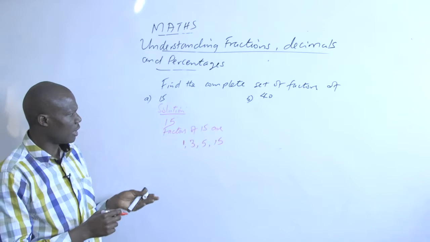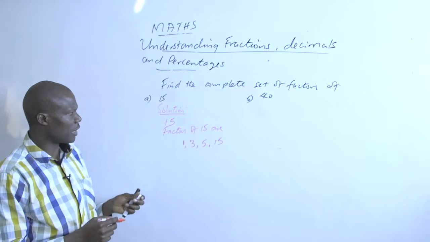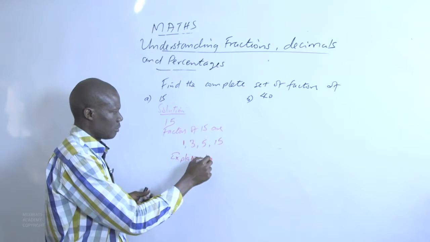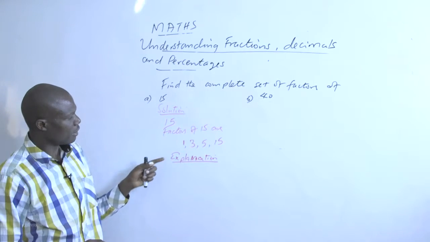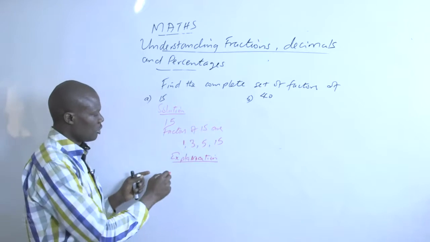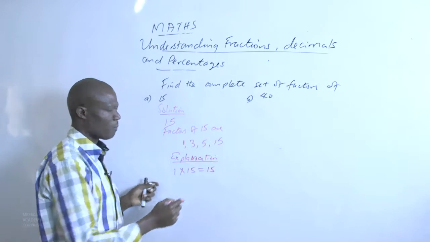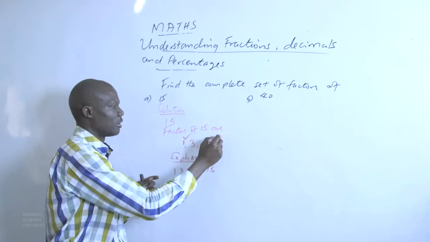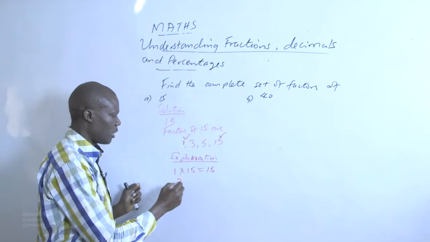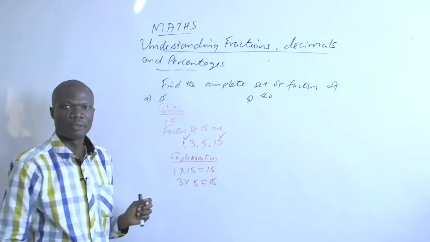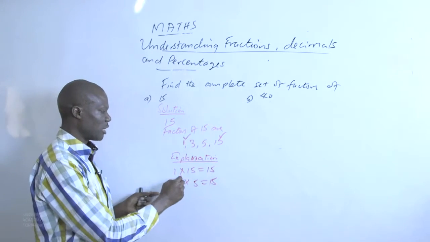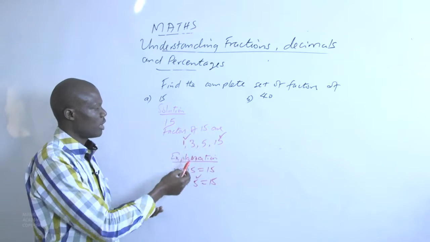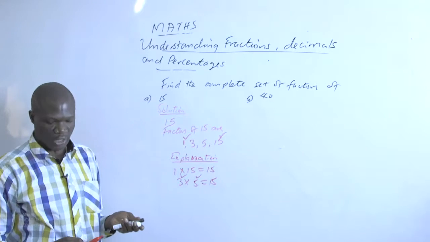How do we agree that these are the factors? To explain this, you'll notice that for 1, it is easier to know that 1 multiplied by 15 gives us 15, which implies that 1 and 15 are both a pair of factors of 15. Also, 3 multiplied by 5 gives us 15. Again, it gives us a true statement that 3 and 5 form a pair of factors of 15. So we have the factors as 1, 3, 5, and 15 itself.